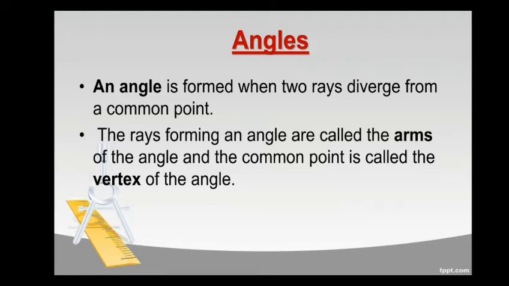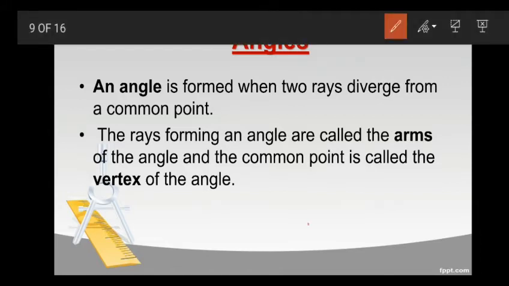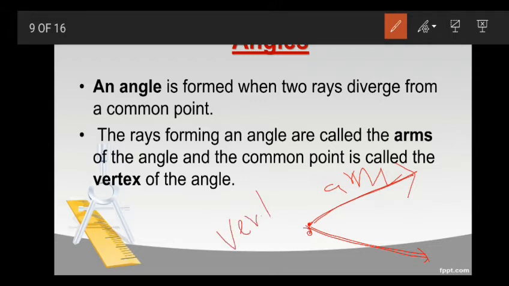The rays forming an angle are called arms of the angle, and the common point is called the vertex of the angle. So an angle is formed when we have two rays diverging from the same point, right? So here this ray is called an arm of the angle, and this is also called an arm of the angle. The common point is called the vertex of the angle.